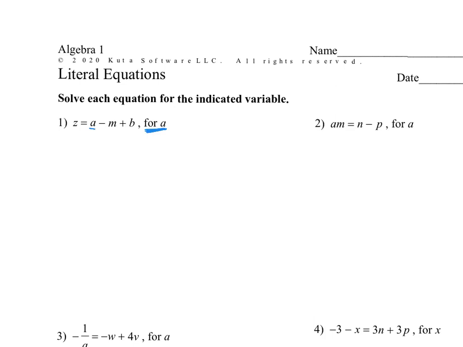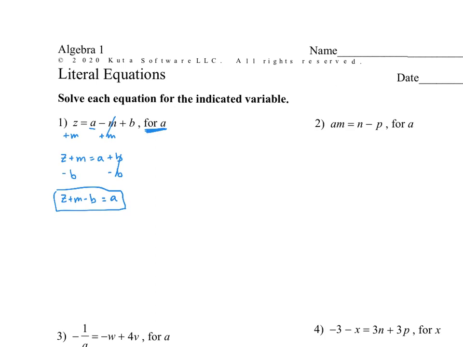So I'm just going to go down my list here. I have a negative m on this side. To get rid of it, I'm going to add m to both sides. It goes away over here, and I now have z plus m on that side. And I'm going to keep going. I have a b on this side, so I'm going to subtract b from both sides. This goes away, and I now have z plus m minus b is equal to a. And this is your answer. We solved for a. A is now by itself on one side of the equal sign. And that's all there is to it.